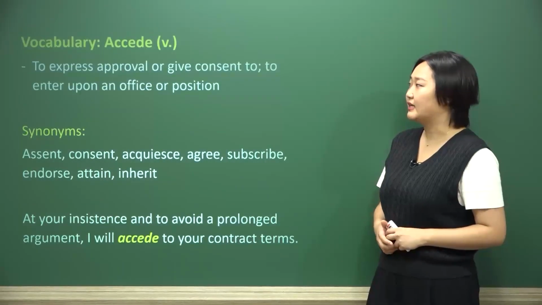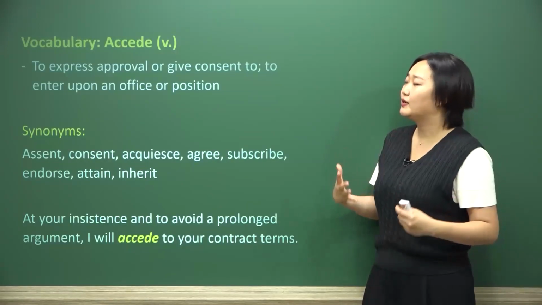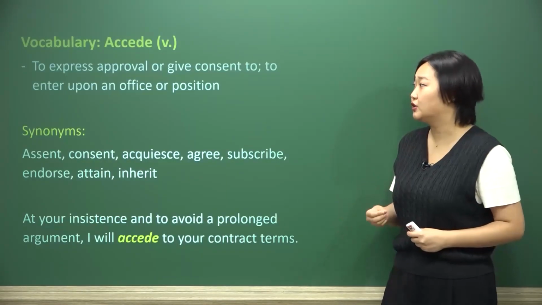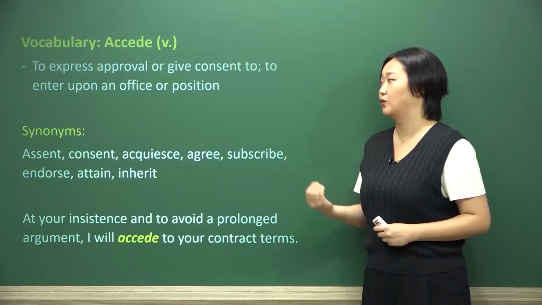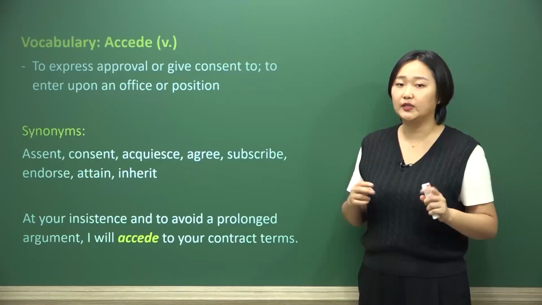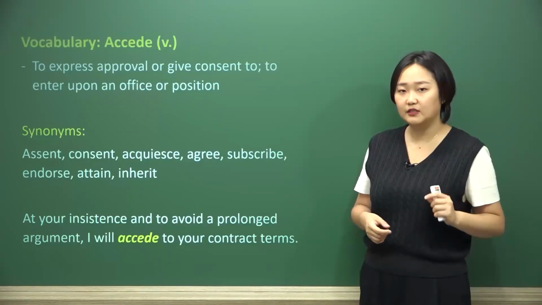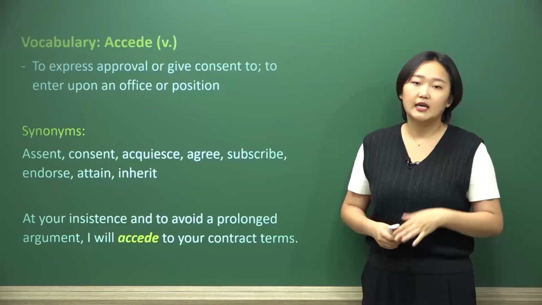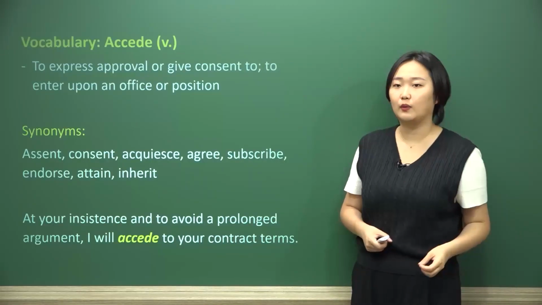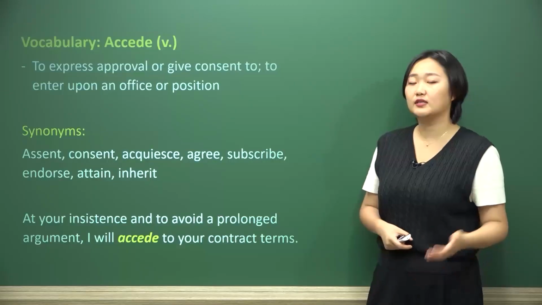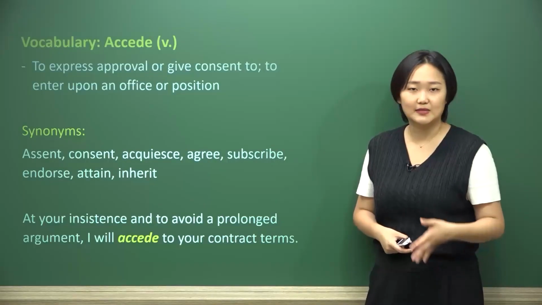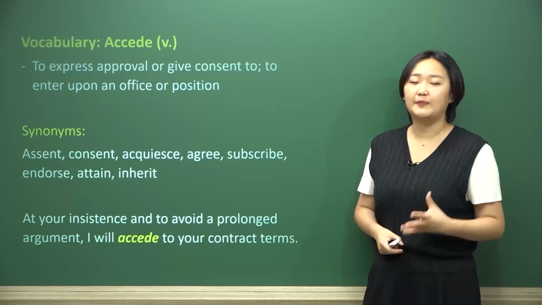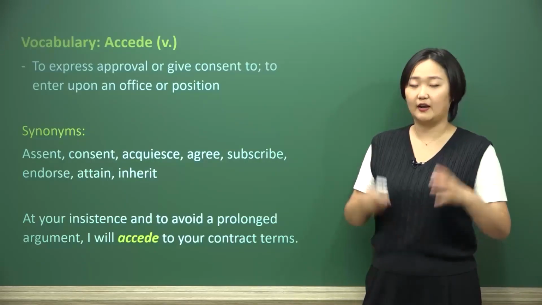The next word is accede. This is a verb meaning to express approval or give consent to, or to enter upon an office or position. I would say that between these two definitions, that first definition is much more important. It's much more common to see. It's the one that we will be running into the most. And so the next 4 sentences along with these synonyms, I would say the majority of it is based off that first definition. Okay, and I want us to remember that.